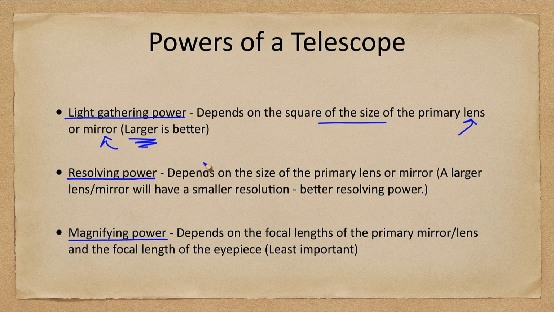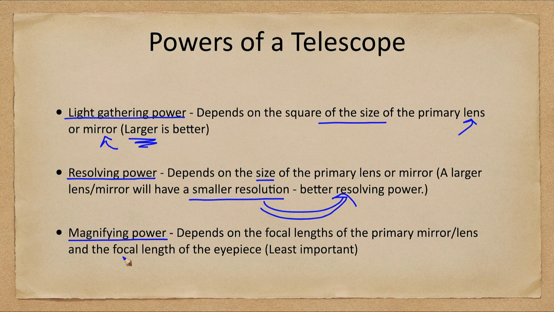The resolving power also depends on the size, but not on the square of the size, just on the size of the primary lens or mirror. And a larger lens or mirror will have a smaller resolution, which is good. You want small resolution because that is better resolving power. It means you can see more closely separated objects.